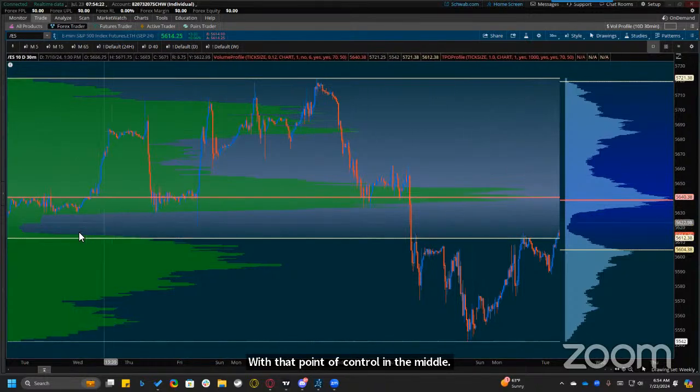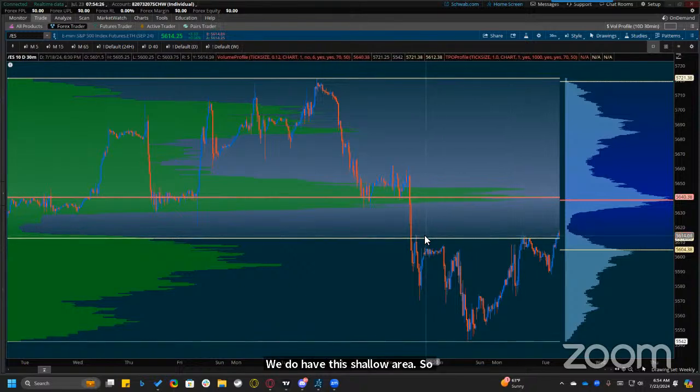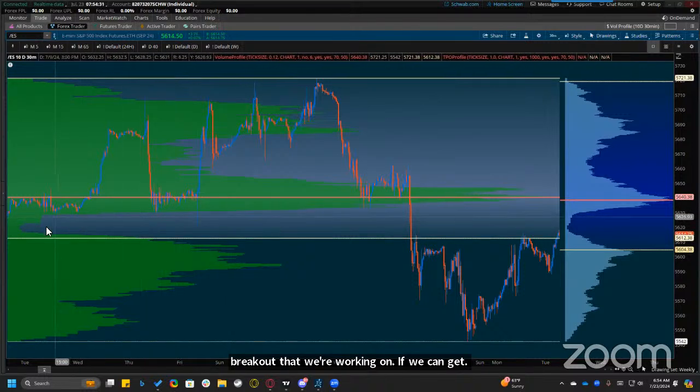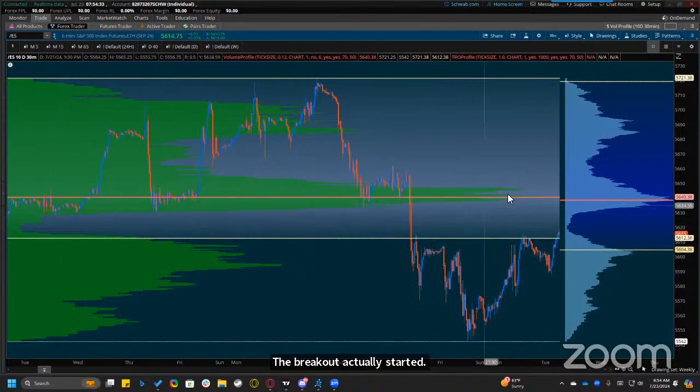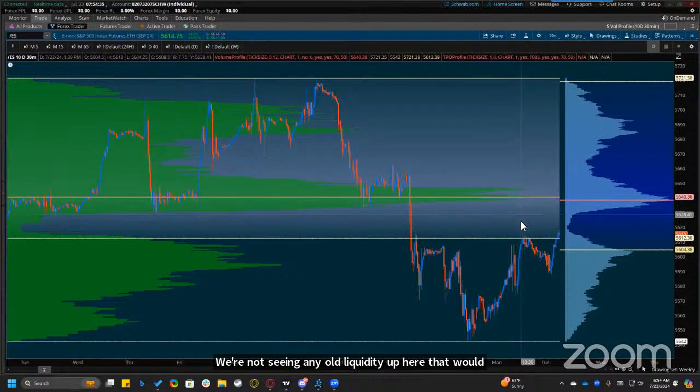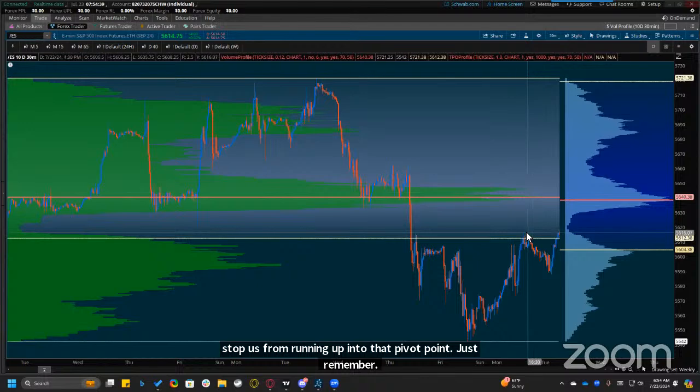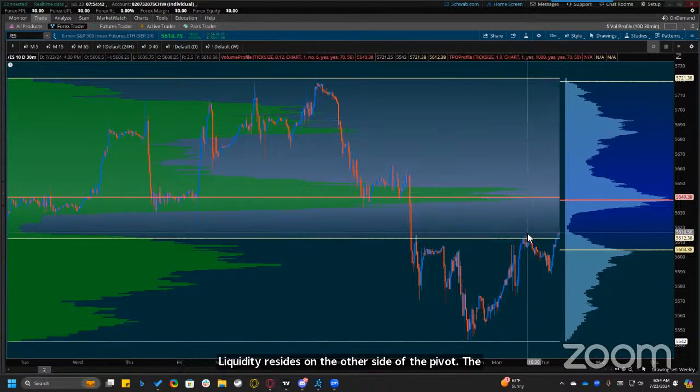We do have this shallow area. So on this inside day breakout that we're working on, if we can get the breakout actually started, we're not seeing any old liquidity up here that would stop us from running up into that pivot point. Just remember, liquidity resides on the other side of the pivot. The pivot we're talking about is yesterday's high. Liquidity is on the other side.